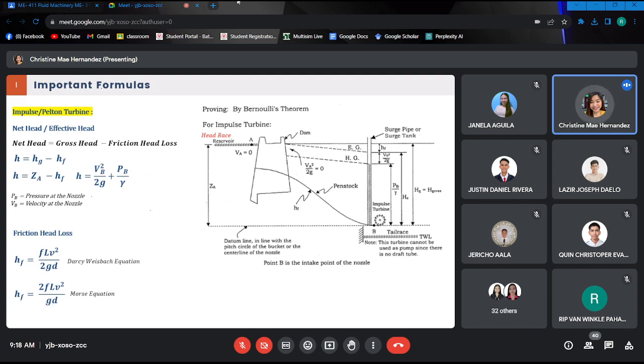So, important formula. So, ito ay naka-highlight naman dito. It is for impulse or Pelton turbine. So, makikita nyo dito sa graph, doon sa pinakababa, the turbine cannot be used as pump since there is no draft tube. Pag sinabing impulse or Pelton turbine, so wala tayong draft tube. Okay? Kasi si draft tube, ang pwede lang is pag medium and low head plants lang siya. So, si impulse kasi, it works on the principle of Newton's second law. So, it has a number of elliptical half-sized buckets fitted inside the blades on the rotor. So, when the water strikes the bucket at high speed, the rotor starts rotating, then the kinetic energy of water is converted into mechanical energy.